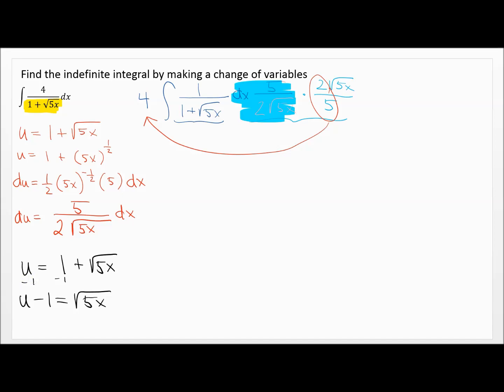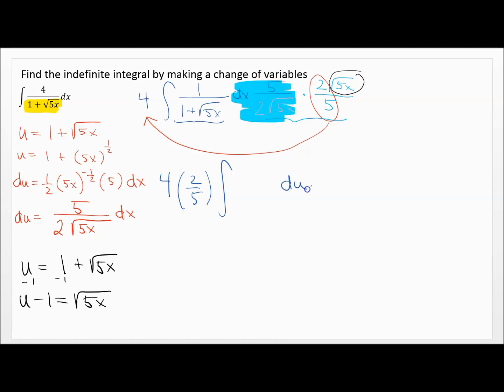So here's what I'm going to do. The square root of 5x right here, I'm going to substitute u minus 1. The aqua blue highlighted, that is du. And this 2/5, I'm moving out front. So let's talk about what we have now. So I have 4 times the 2/5, we're moving out front. I have the integral. Okay, now again, the 1 dx and the aqua blue, that's du.